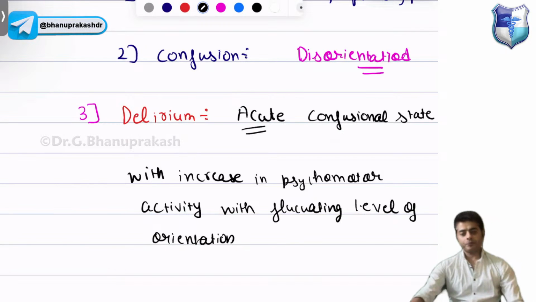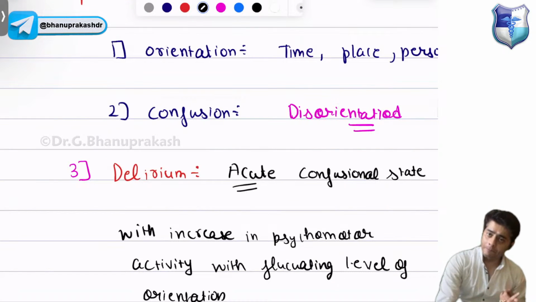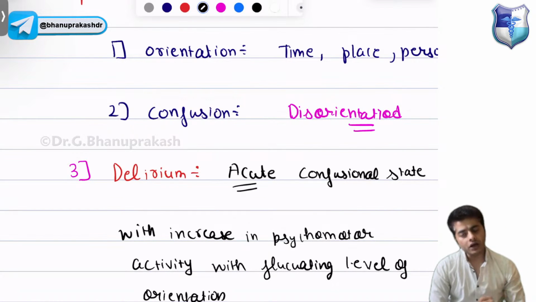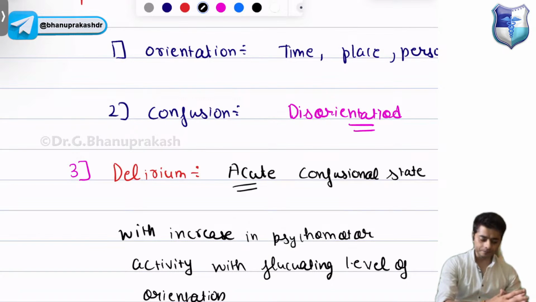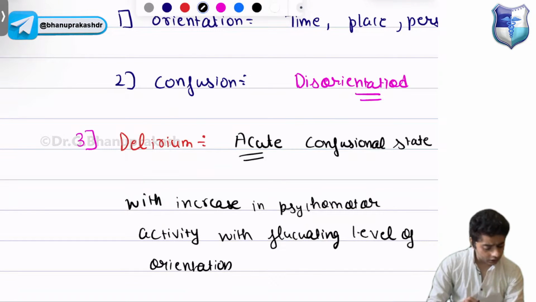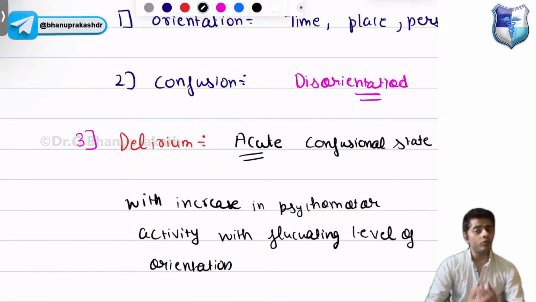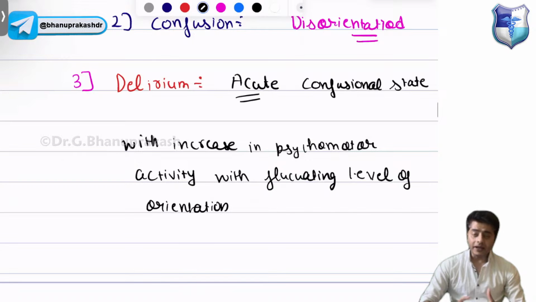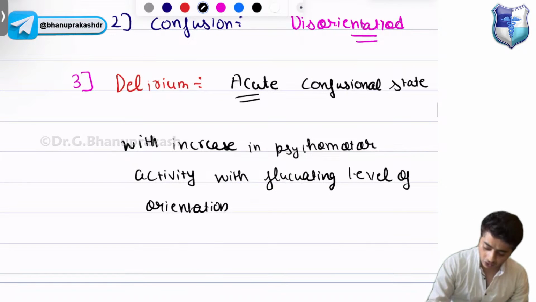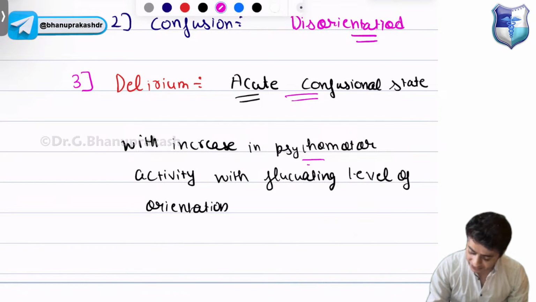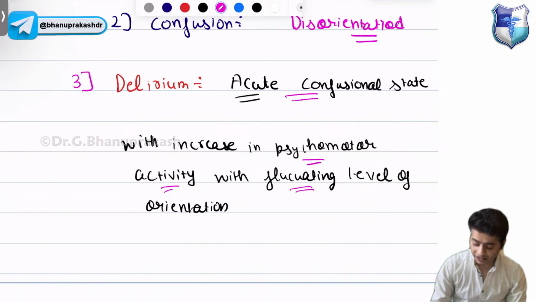See, now suppose a patient of confusion can also go into coma. Sorry, not coma. A patient of confusion can be less active also. What Sharma is saying, delirium affects mainly awareness and attention, dementia mainly affects memory and cognitive function. No, but at the moment, sometimes you can't distinguish. So delirium is always acute, and dementia is progressive. One thing, it is with increase in psychomotor activity with fluctuating level of orientation.